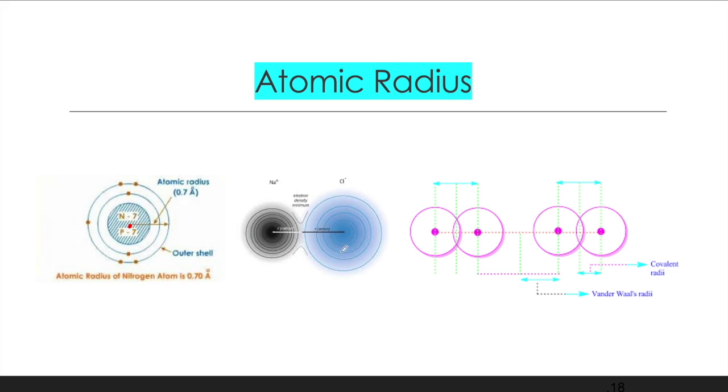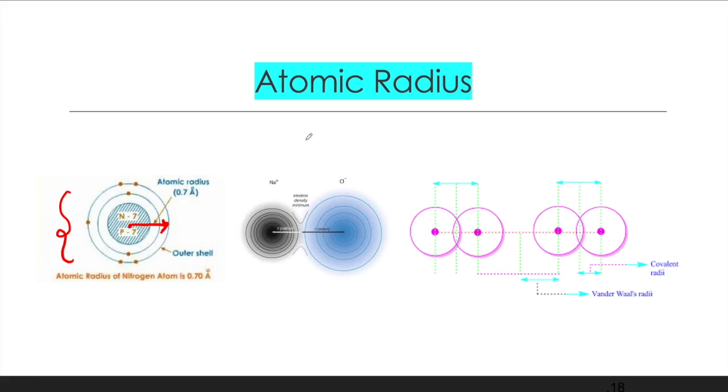Now, what is atomic radius? Atomic radius is the distance from the center of the atom to the outermost energy shell. That is the atomic radius. Now, an atom of an element may or may not exist as a single atom. It may or may not be monoatomic.